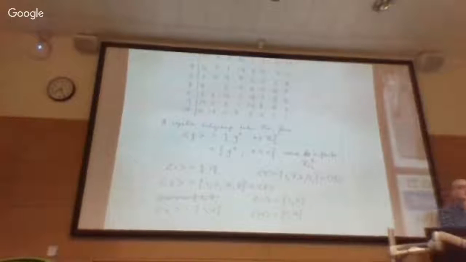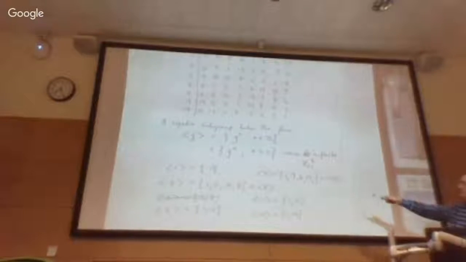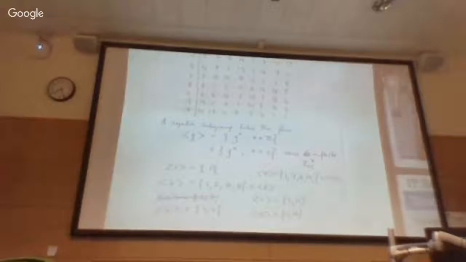So these are all the cyclic subgroups that can be found in this group. So there's 1, 2, 3, 4, 5, 6 distinct cyclic subgroups.